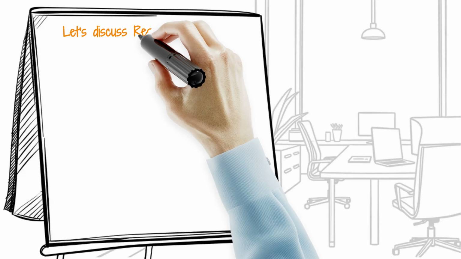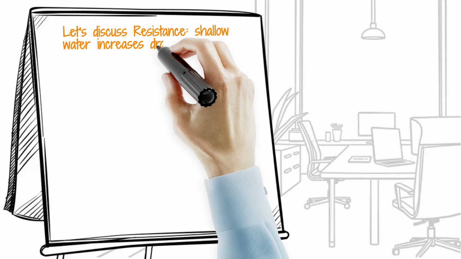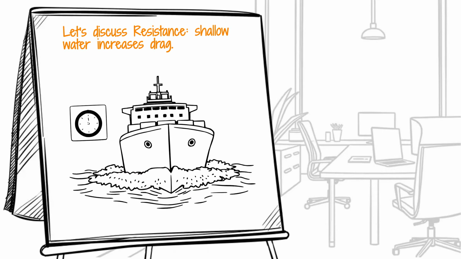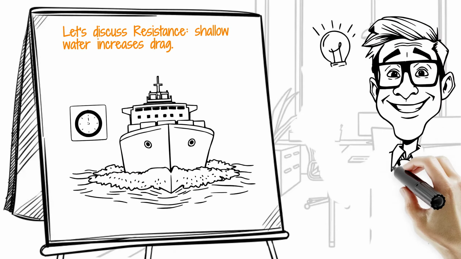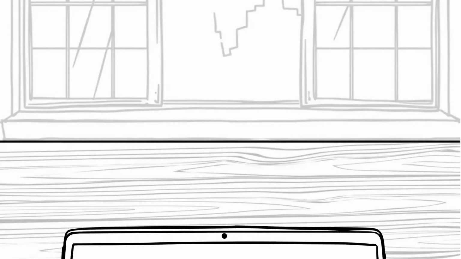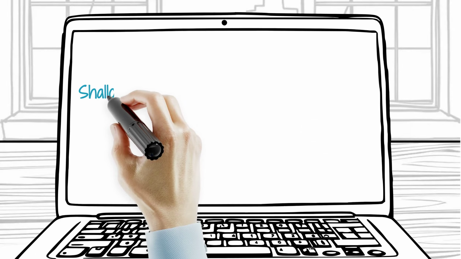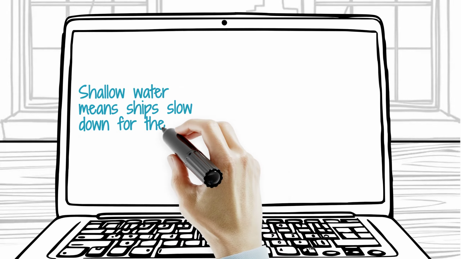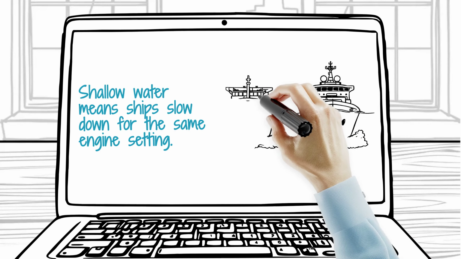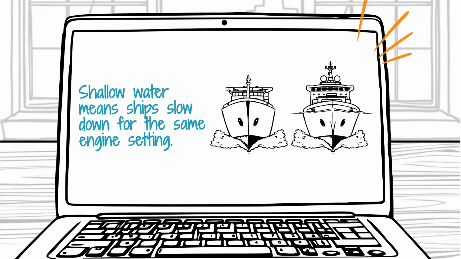First, let's discuss resistance. As water flow is constrained, the vessel experiences increased drag, requiring significantly more power to maintain the same speed or forcing the ship to slow down. It's like sailing through treacle. For the same engine setting, a ship's speed will invariably decrease as the water becomes shallower. This increase in drag also means that for any given speed, the required engine power can increase by as much as 50%.